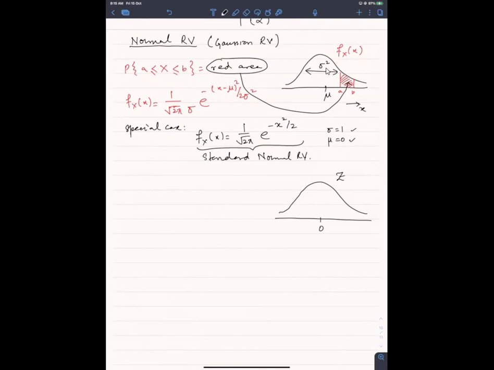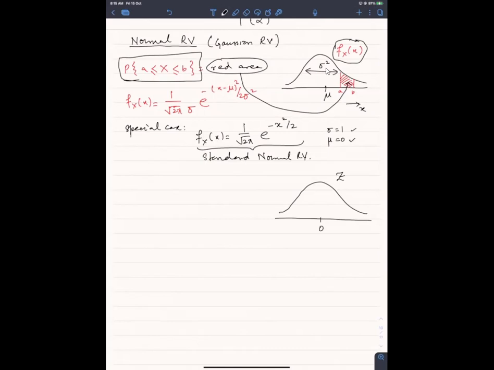Now, in order to answer the probability question about a random variable which is normally distributed, what is the probability A is less than X is less than B? Is this red area? तो ये red area हम कैसे निकालेंगे? Red area ऐसे निकालेंगे कि ये probability density function है आपके पास f_X of x, इसको integrate करते हैं a to b. Turns out the integral is not very easy, is not very friendly.